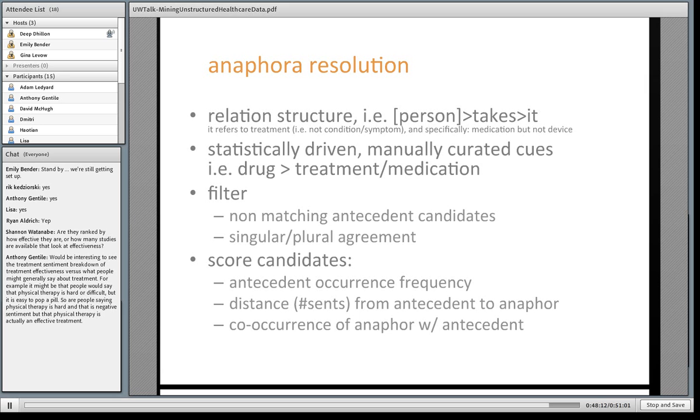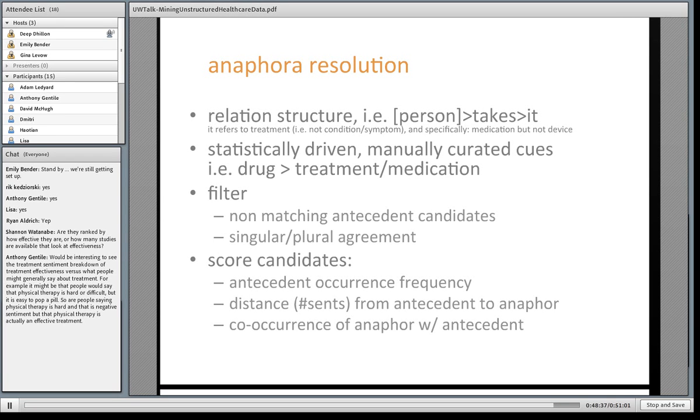So relationship structure is important. Knowing that a person takes something in this relation structure: people typically take medications, but they don't take devices unless, I don't know, they're taking them across the country, and they don't take therapies. So that's an important thing in resolving anaphora. Is everyone familiar with anaphora resolution?